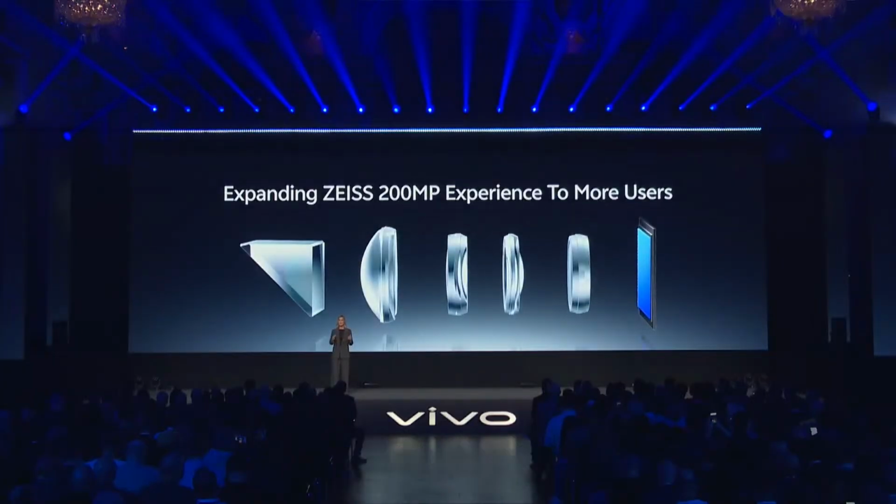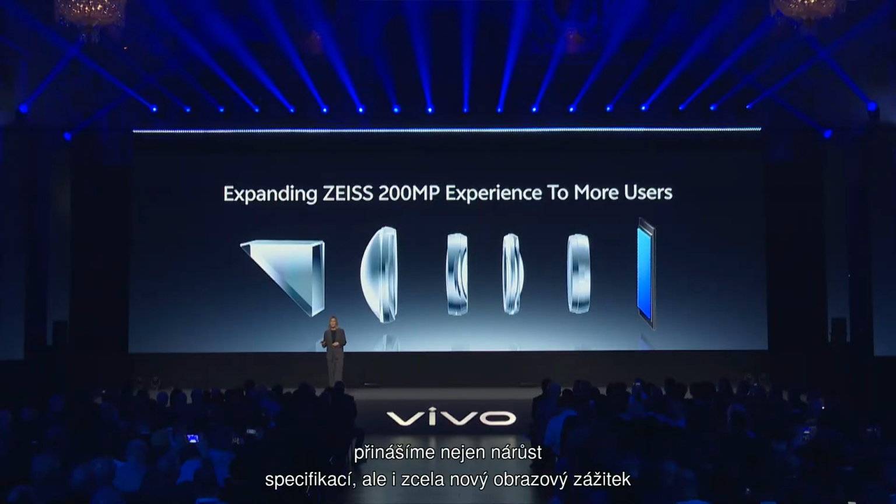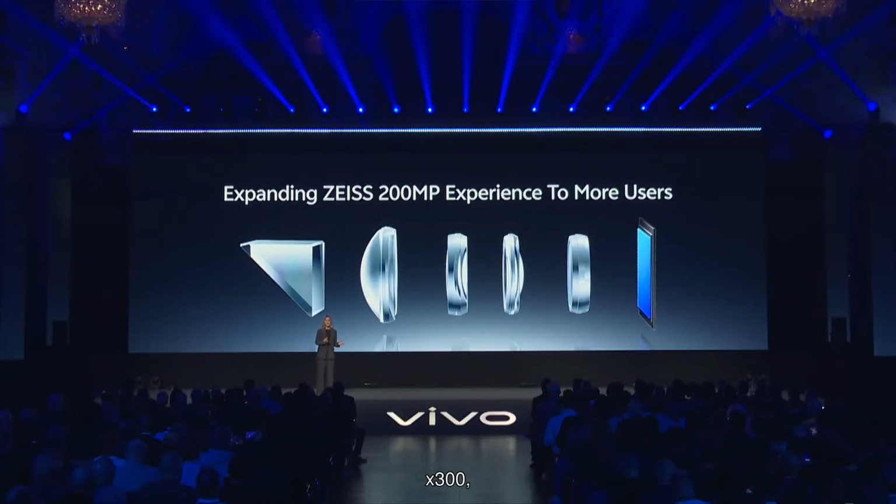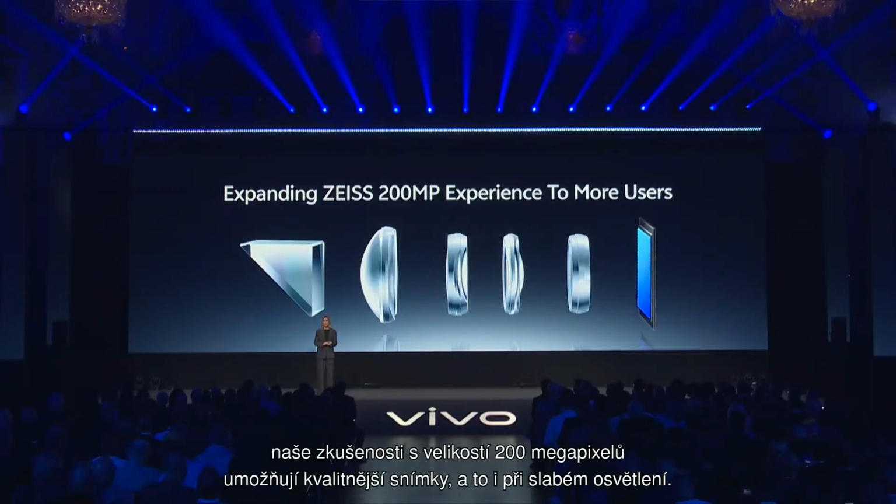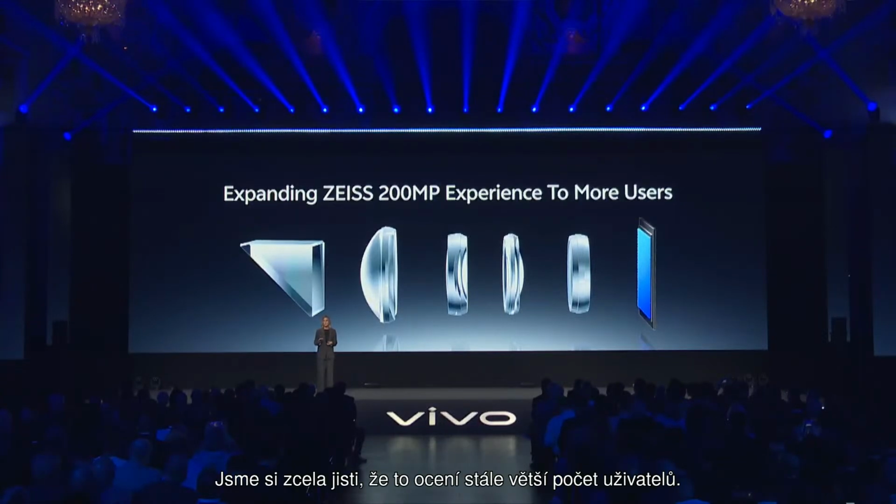Vivo and ZEISS, that's more than just another collaboration. Vivo and ZEISS, that's joint innovation. And with the X300 series, we deliver not just a spec bomb, we deliver a whole new imaging experience. With the X300, our 200 megapixel ZEISS experience allows more image quality even in low light situations. We are very sure this will be highly appreciated by a growing number of users.